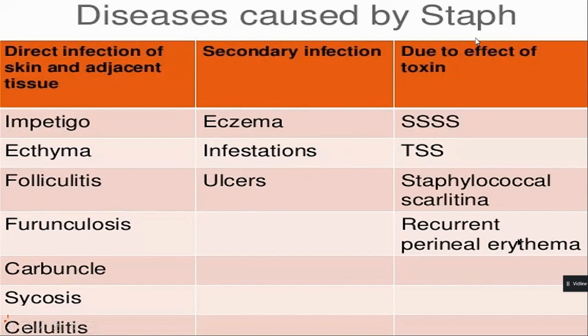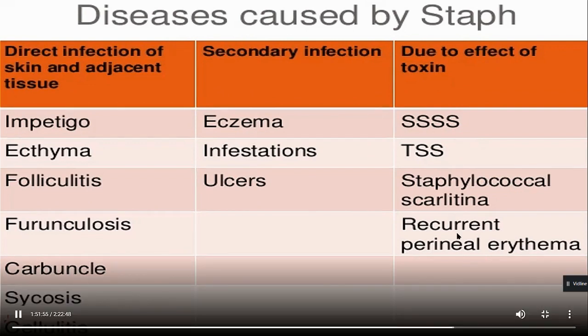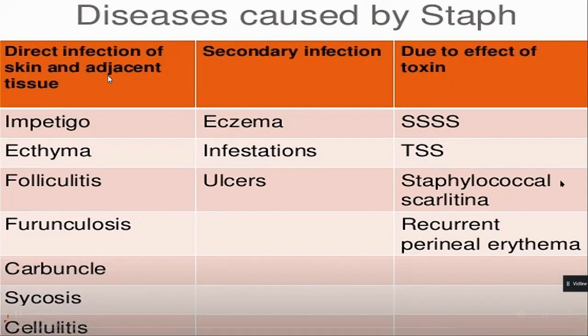Because of the toxin of staph, it can cause SSSS, scalded skin syndrome, or staphylococcal toxic shock syndrome. It also means scarlet fever. So here they can ask you in the exam the mode of infection. Here it's a direct infection through skin and the adjacent tissue. It means the skin is broken already. Okay, and the secondary infection.